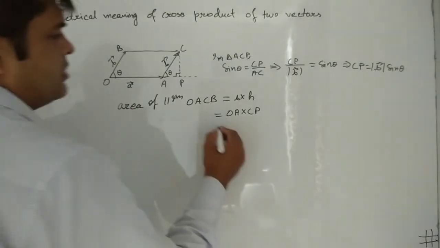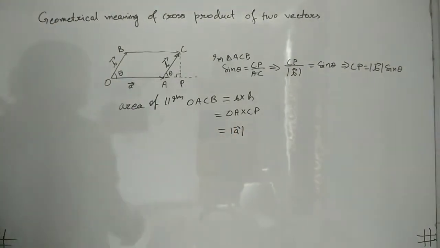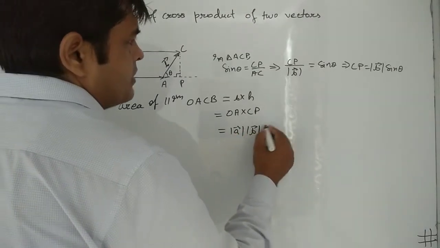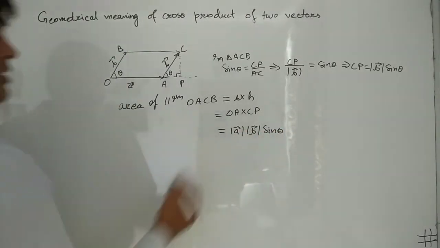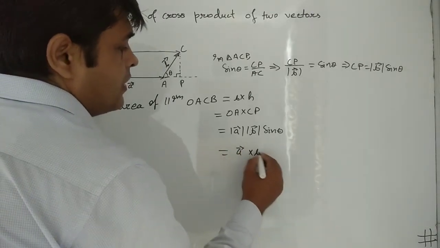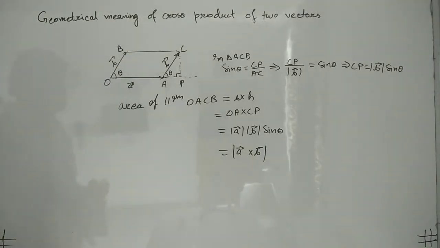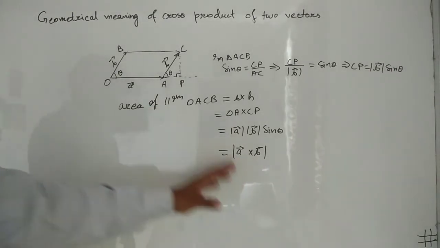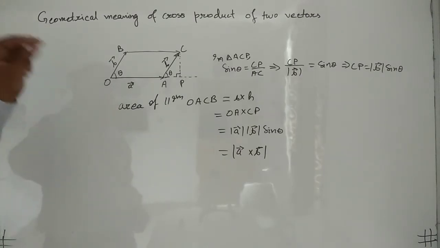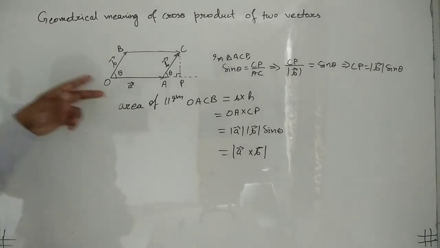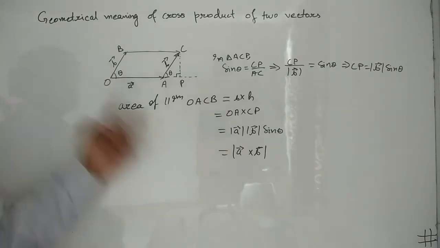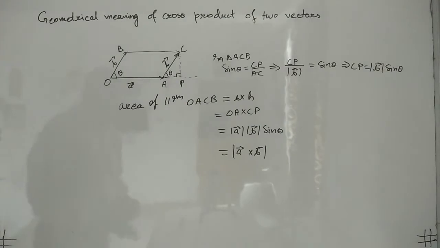What is OA? OA is mod A, the magnitude of vector A. And what is CP? CP is mod B sine theta. And what is this? This is the magnitude of A cross B. Do you remember? A cross B is mod of vector A into mod of vector B into sine theta into n cap. So the geometrical meaning of cross product is that its magnitude gives you the area of the parallelogram. If the two adjacent sides of a parallelogram are represented by vector A and vector B, then its area is given by the magnitude of vector A cross B.